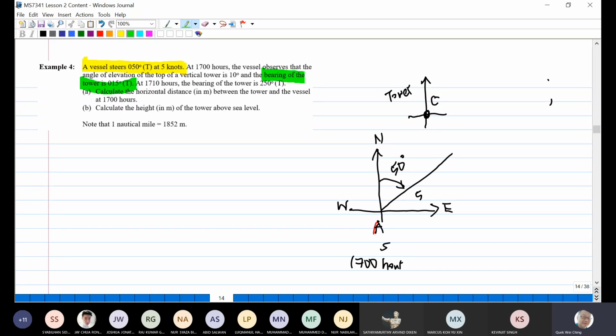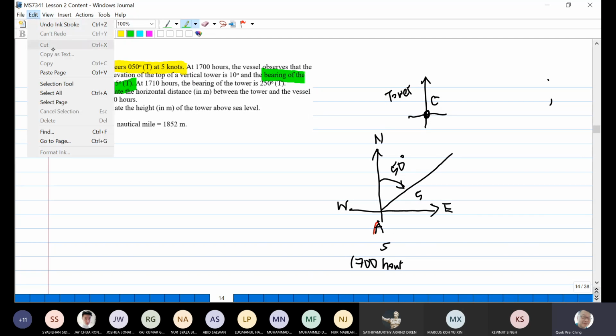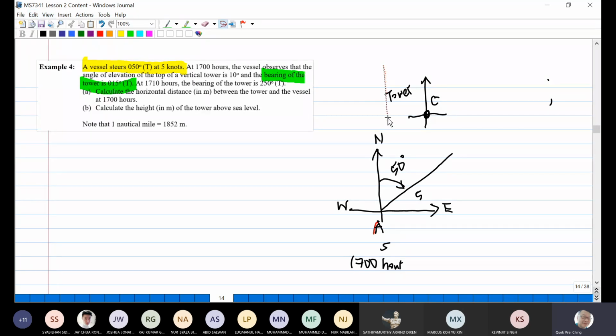So the ship is moving at 5 knots at point A, and observes the tower, with bearing 015. Maybe I should draw it nearer. I want to get the tower here. I'll draw slowly so that it's a more accurate picture. From here to here, this angle is 15 for the tower bearing, right?